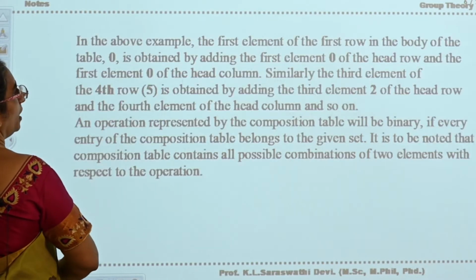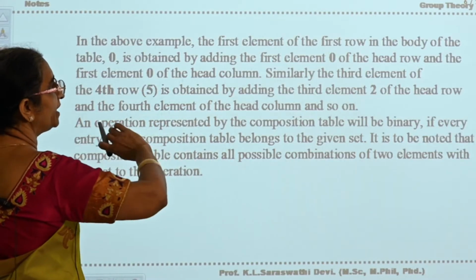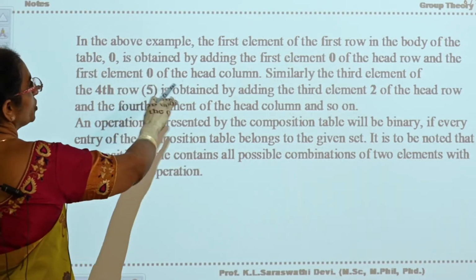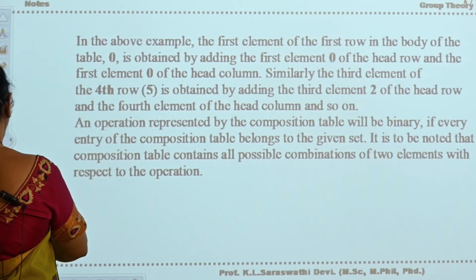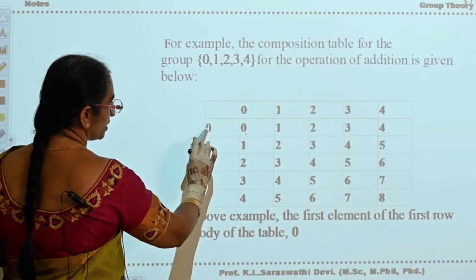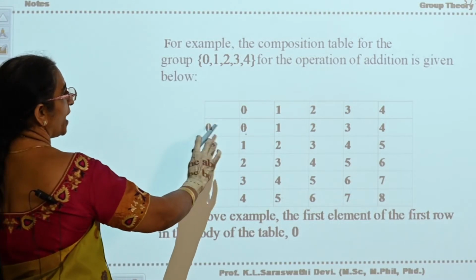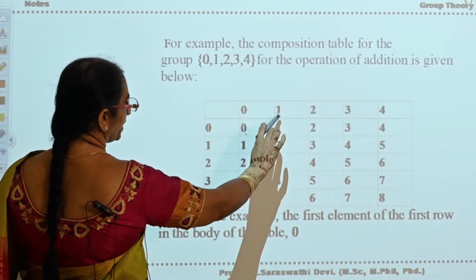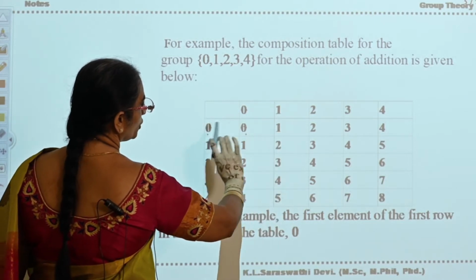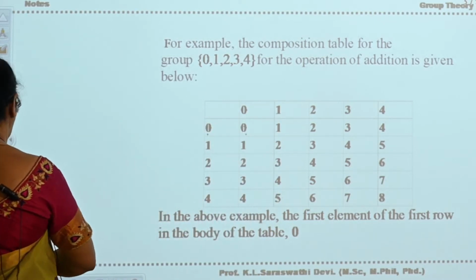That we have written. And it is obtained by adding the first element 0 of the head row and the first element 0 of the head column. See here, what I said? This is the column head 0. This is the row head 0. These two are added and you have written. This is the second column, head is 1. 0, first row, head is 0, 0 plus 1, 1. I think it is clear.